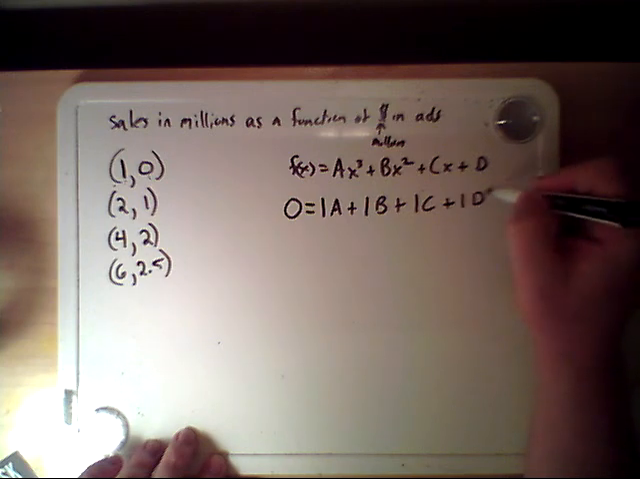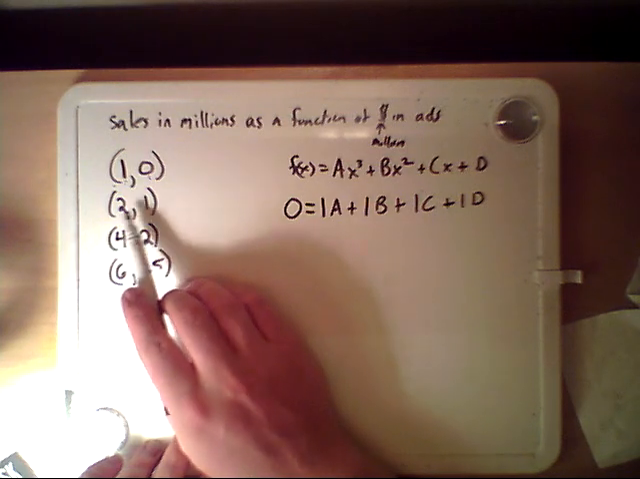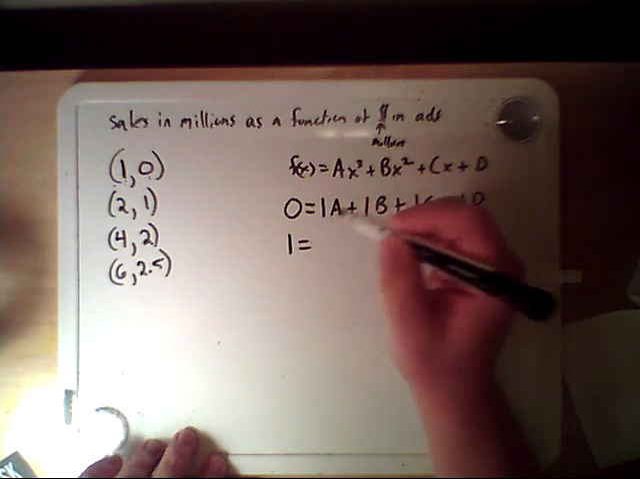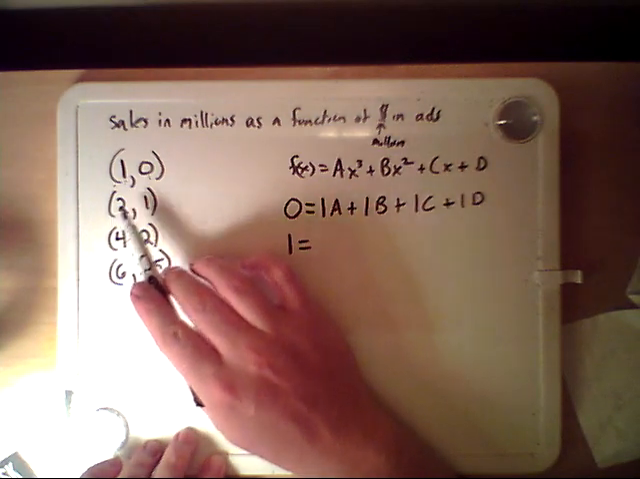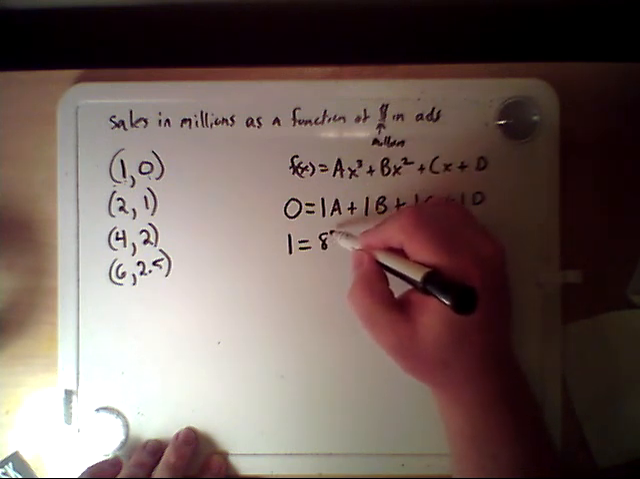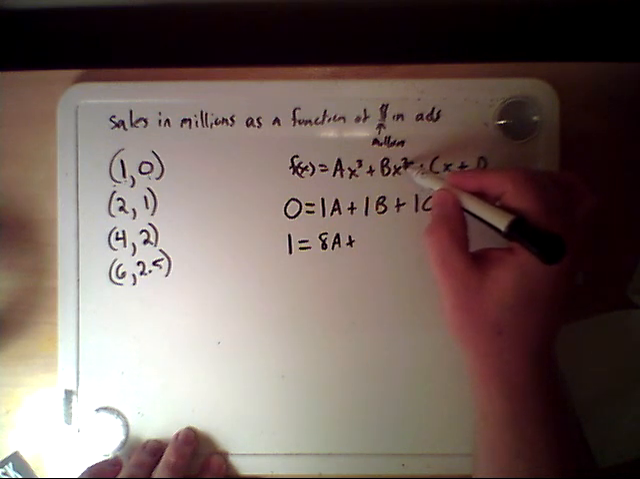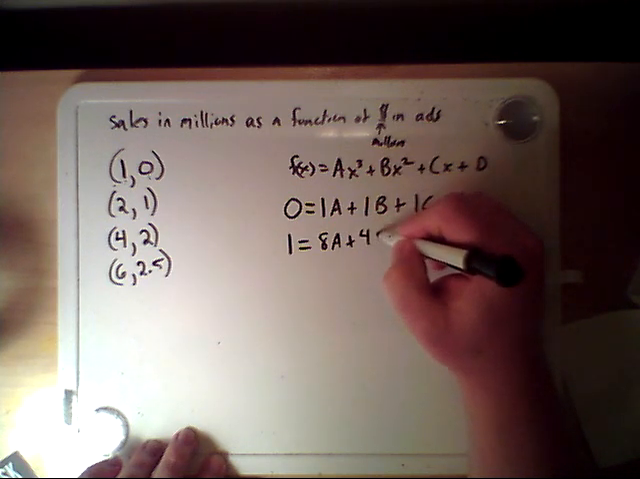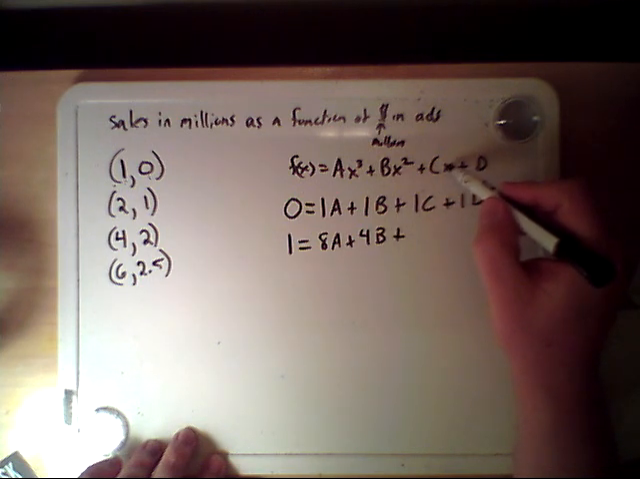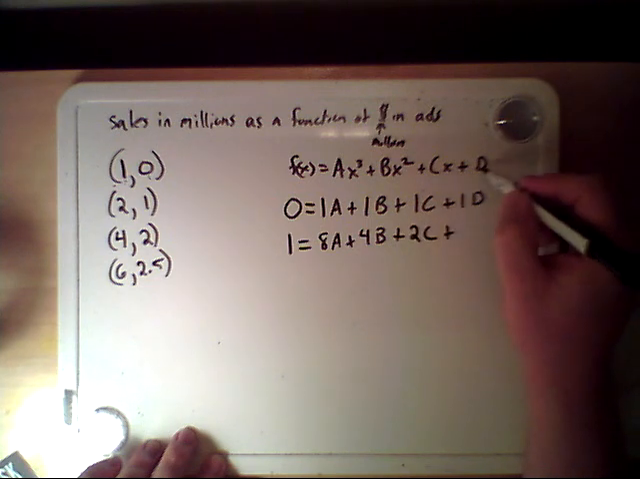It's just 1d. Okay. Our next group here, we've spent $2 million in advertising and sold 1 million units. So 1 was the result of, okay, now every x we're going to replace with a 2 for this new equation. So 2 to the third is 8. So we've got 8a plus, and then 2 squared is 4. So we get 4b plus, and then replacing this x with a 2, we get 2c. And then plus just a d by itself.